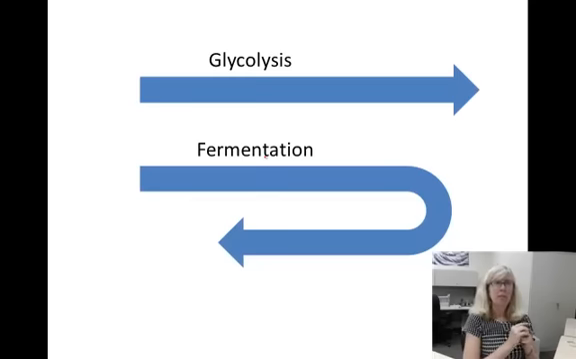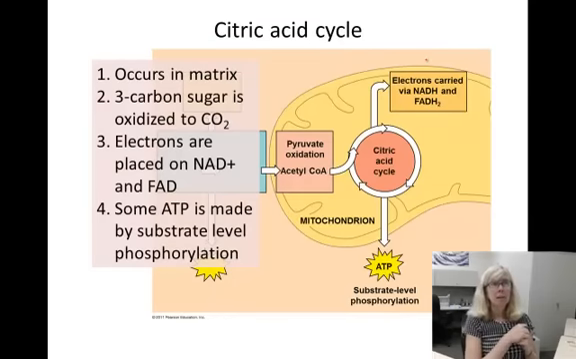Okay, so now we finished that side road. What happens after glycolysis? Pyruvate from glycolysis is transported into the mitochondria to enter the citric acid cycle. Here are the things you should know about the citric acid cycle. Pyruvate, which is a 3-carbon sugar, is fully oxidized down to carbon dioxide.